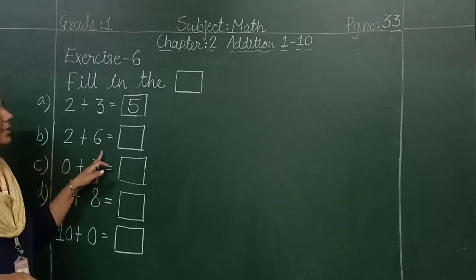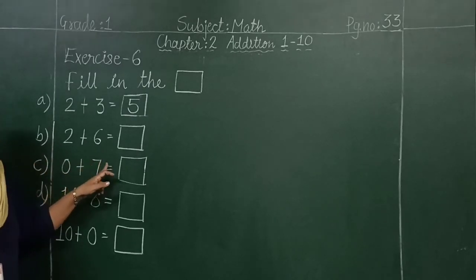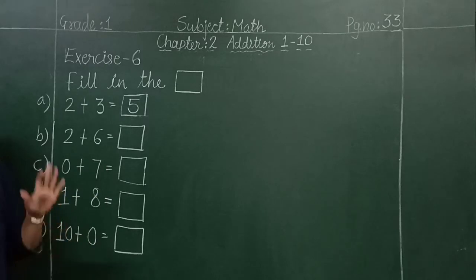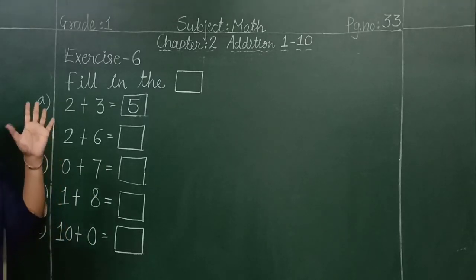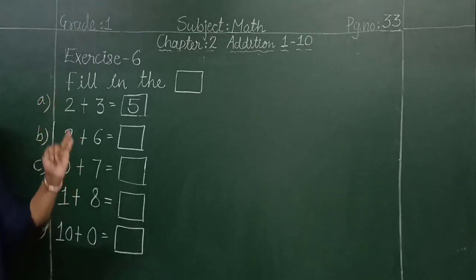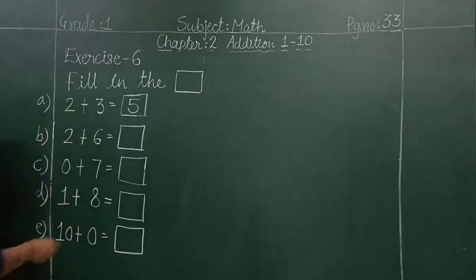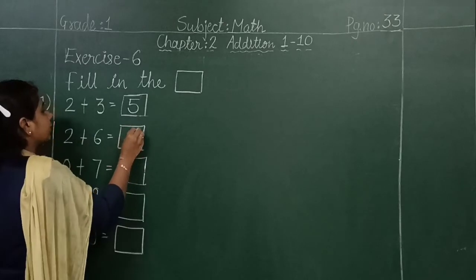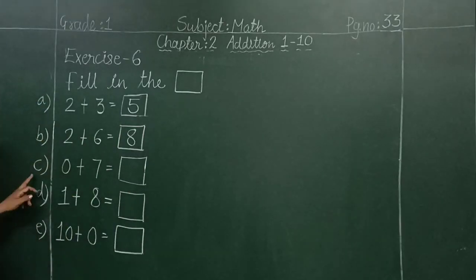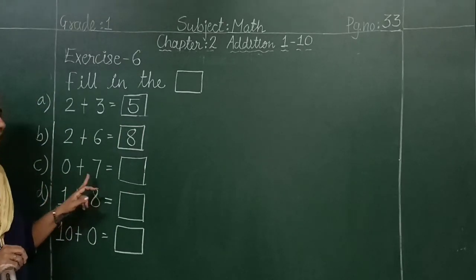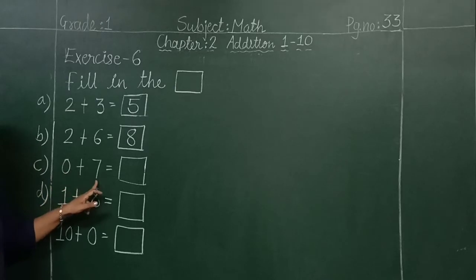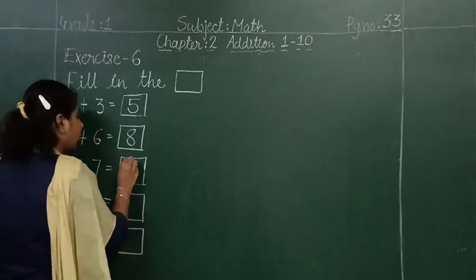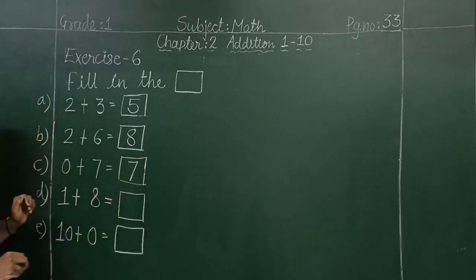2 plus 6. 2 in your mind, 6 in your hand. 2 after 3, 4, 5, 6, 7, 8. So what is your answer? 8. Write down in this box. C, 0 plus 7, if you want to add 0, then 0 ke saath kaun sa bhi number add hota hai, so answer is C only 7.